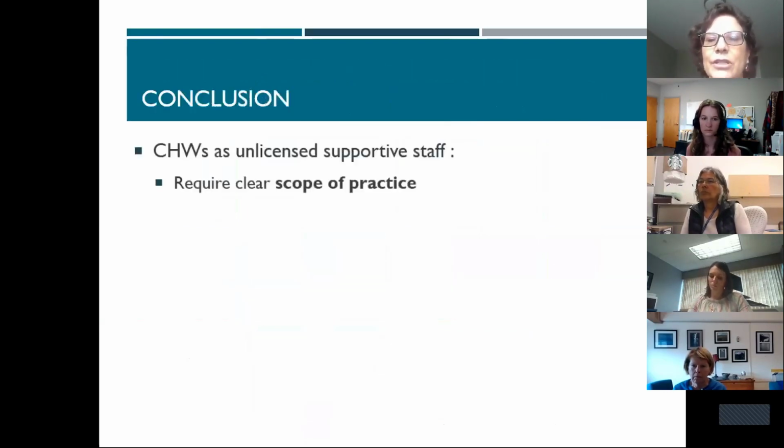So in conclusion, you have to be very clear about the scope of practice for CHWs. I encourage you to provide sufficient organizational support for a community health worker to work at the top of their knowledge and skills, and also to help the other healthcare team members work at the top of their license. Sure.